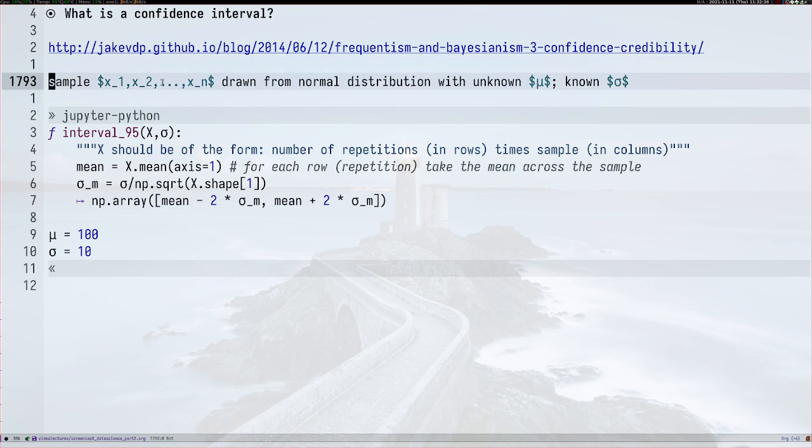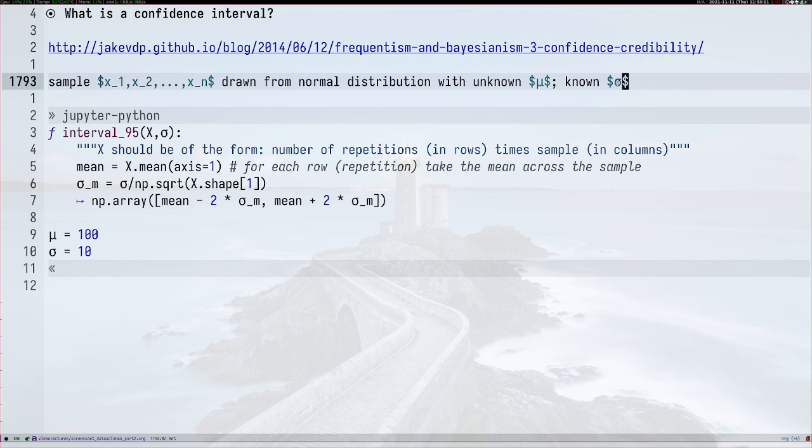So the idea of what we're going to do is we're going to draw a sample, x1 up till xn, from a normal distribution with an unknown mean mu and a known standard deviation sigma. The latter part is actually not important, but it simplifies how we generate the interval, because we don't need to estimate sigma from our sample. It simplifies the statistics a bit, but you could do this more realistically and assume that you do not know sigma either. But here we keep it simple.